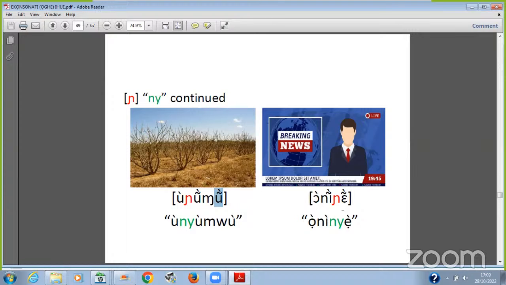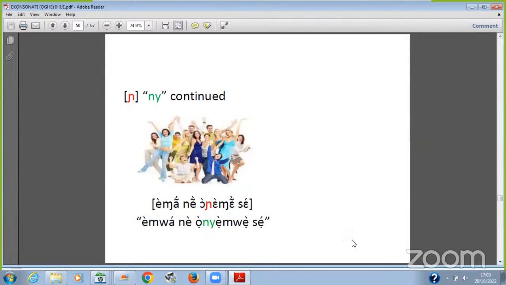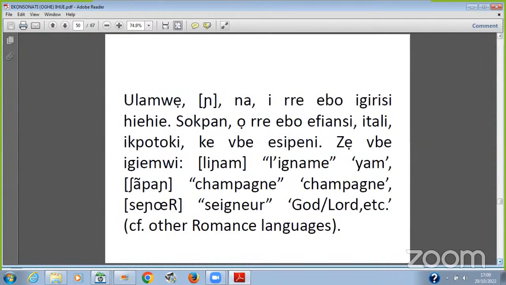And then another, oninye, like that newscaster Tima on NTA, Tima lady Abemo. Then the ni in onyeme. If an onyeme say, you can see they are happy. Onyeme sian. Onyeme. The ni is always there.